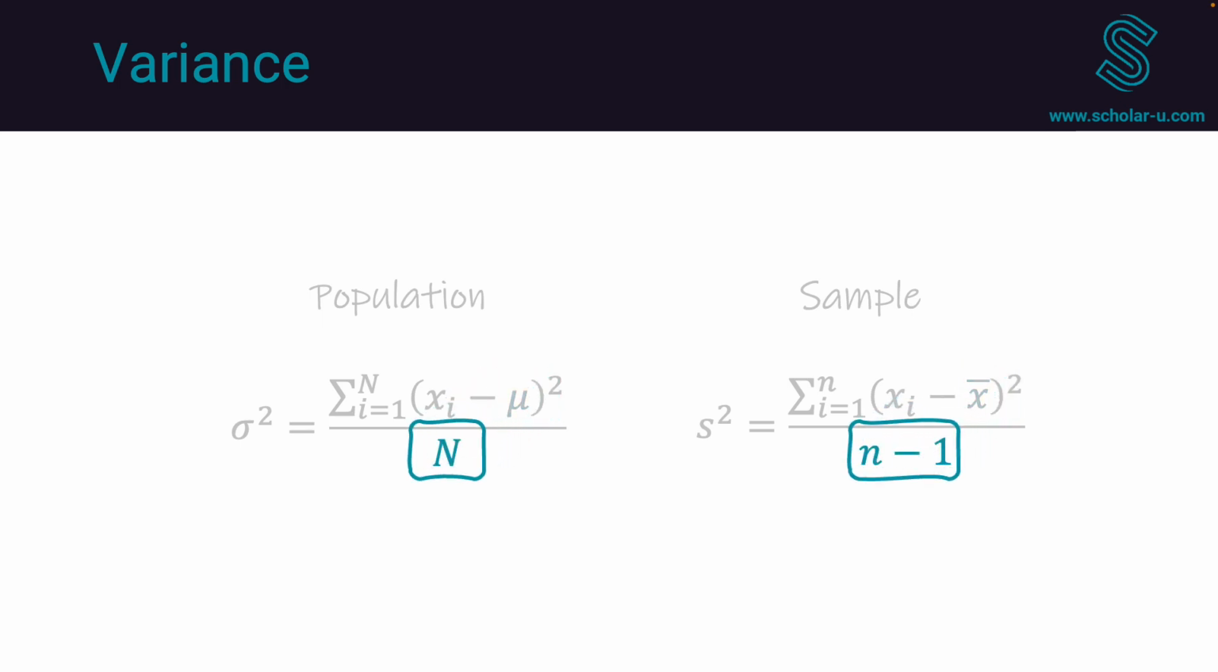Crucially, the denominator for the population divides by the total number of data points in the population. In contrast, for the sample, we divide by the total number of data points in the sample minus 1. The objective of this discussion is to unravel the rationale behind subtracting 1 from the denominator.